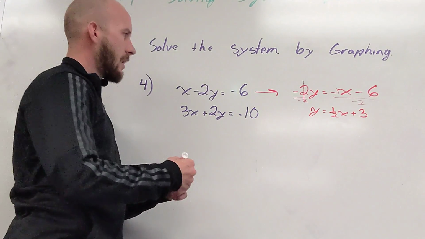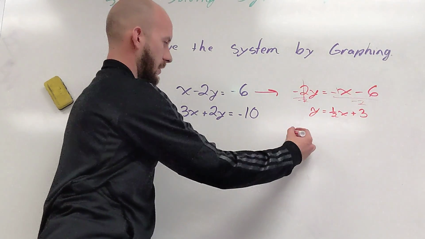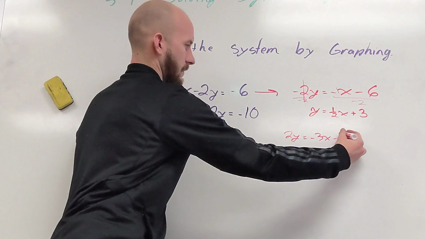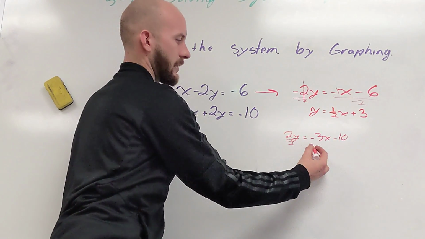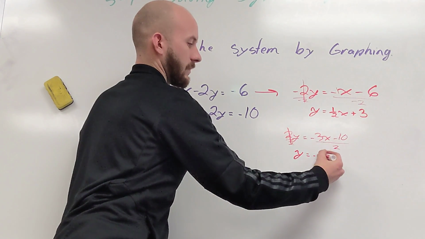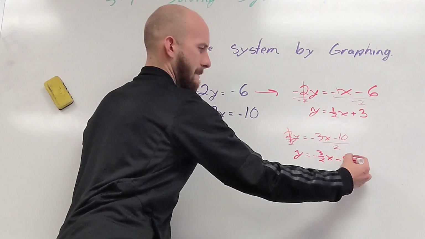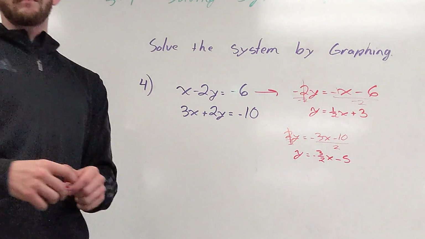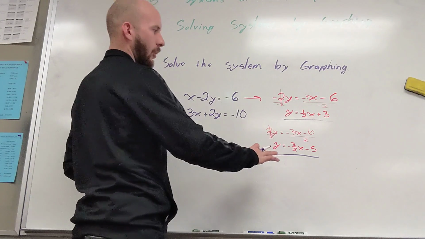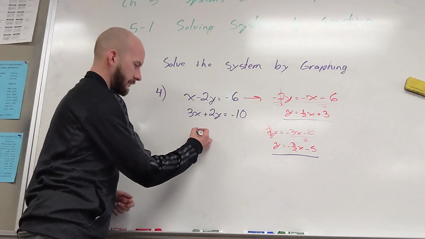Okay. And then for my second one here, if I subtract 3x, so I get 2y equals -x... divide by 2. So that's going to be negative 3 over 2 x minus 5. Okay. A 4x4 graph actually should catch it all.